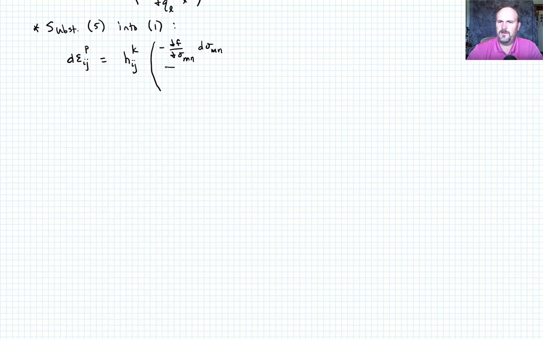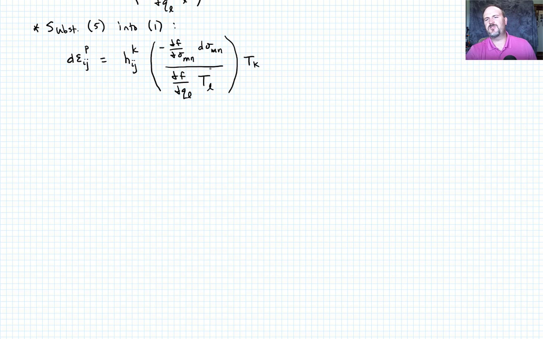I'm free to switch around any of my dummy indices. And then over partial f with respect to QL times TL, right? So that's B. And then this whole thing times TK. So I have K in my repeated index, I have L in a repeated index, M and N are repeated, and so my free indices are I and J. Okay? I know it's kind of algebraically messy. We're going to try to clean it up a little bit here in a minute. So let's call this equation 6.